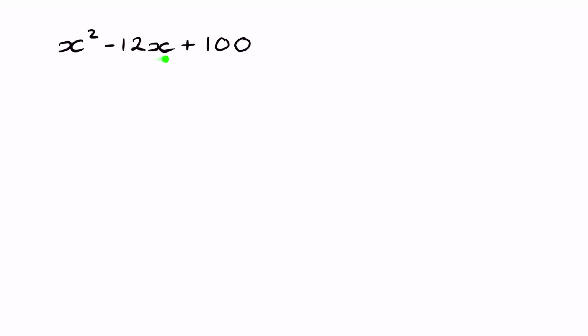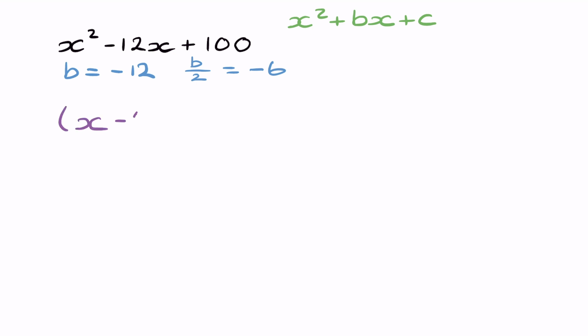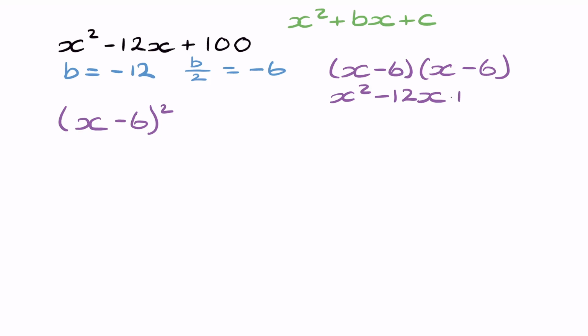Here we've got a negative value, so we've got an x² minus 12x plus 100. And our general form was x² plus bx plus c. So b equals -12. That means b divided by 2 equals -6. So our bracket will be x minus 6 squared, and those brackets expanded will give us x² minus the 12x that we want, and a -6 multiplied by a -6 is +36. So to make the +100, we need to add 64.